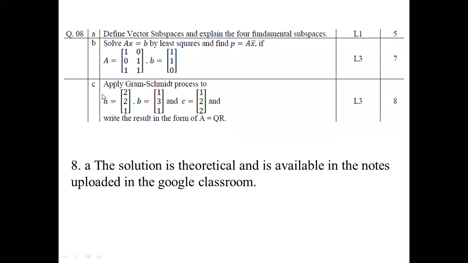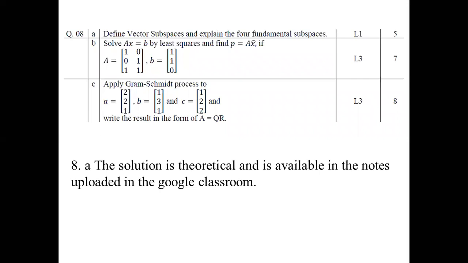Question B and C. B is solving Ax equal to B by least squares and finding P equal to A x bar. And C is again using the Gram-Schmidt procedure, the GS procedure. I have just given the steps. You can follow the same process which I have explained in 8C in 8A in the previous question paper.